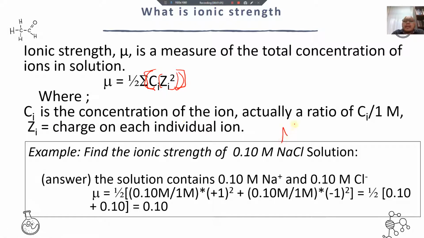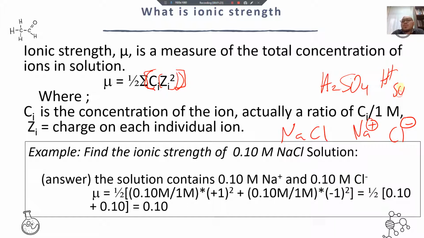For example, NaCl, the individual ions are Na plus and Cl minus. The charge is 1. And if you use, for example, H2SO4, it is supposed to be H plus and SO4 2 minus. So it will be 2 here and 1 there. Okay, that is a different story. Right now the example is only using NaCl.